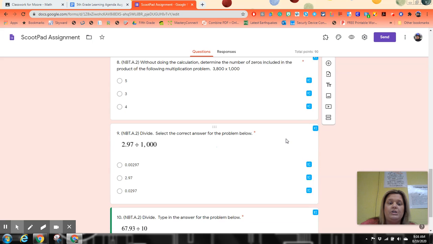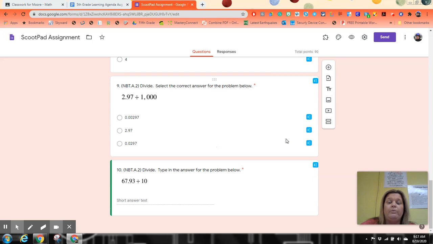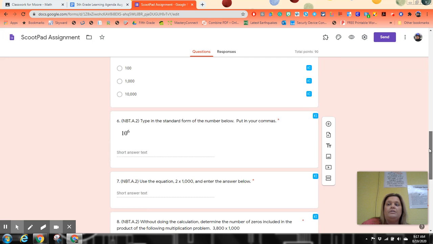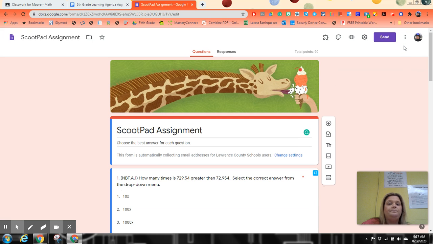And the last 2 are division. And remember, when we are dividing and we have a decimal, you move the decimal to the, I'll give you a hint, left. Just remember that. You move it however many zeros you have. All right, now this is 10 questions, so that means it's worth 10 points apiece. And it is kind of like a little quiz. So try your best. There is no time limit.